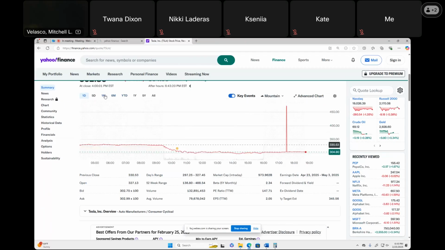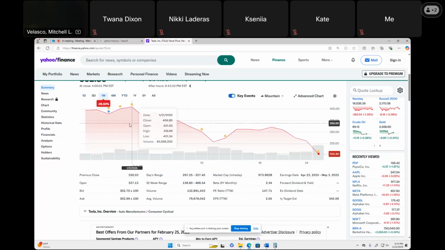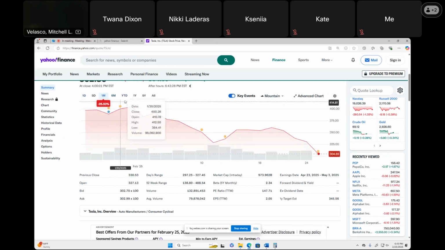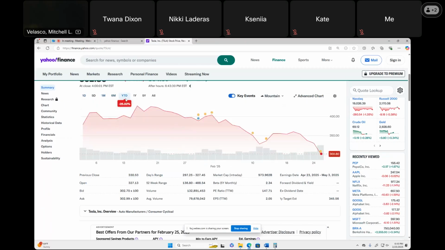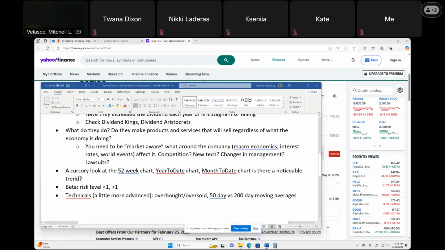If you take a look at just the 1 month chart for Tesla, not looking good. You look at the year to date, yeah. I mean, it had a peak of 428. Now it's down to barely 300. Geez, that's painful to watch. I have shares of Tesla, so I hate to see that. Definitely not adding more to that. So that's beta.